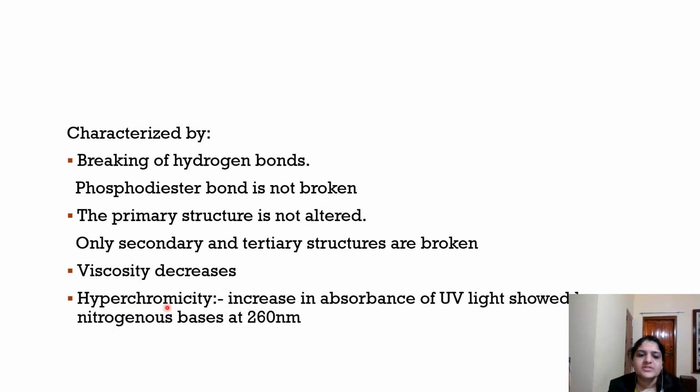Hyperchromicity. What is hyperchromicity? It is the increase in absorbance of UV light shown by the nitrogenous bases at 260 nanometer. That is hyperchromicity. So that is a characteristic of DNA denaturation.